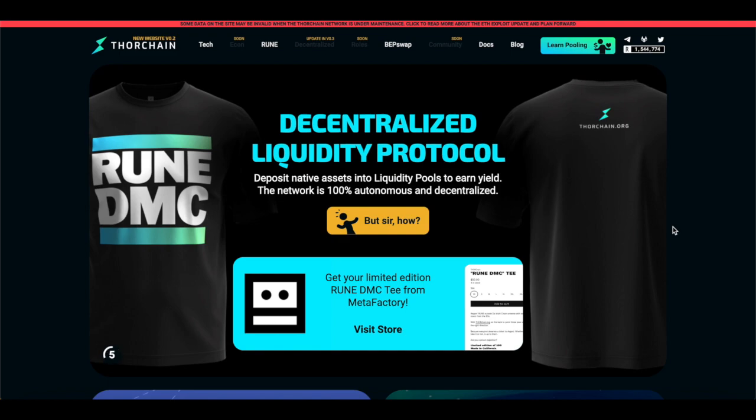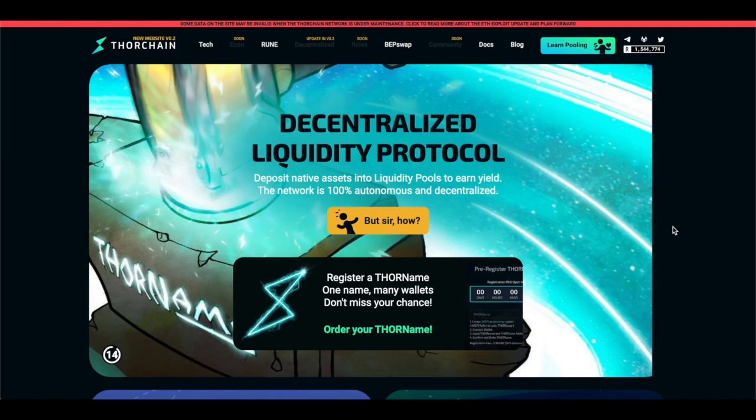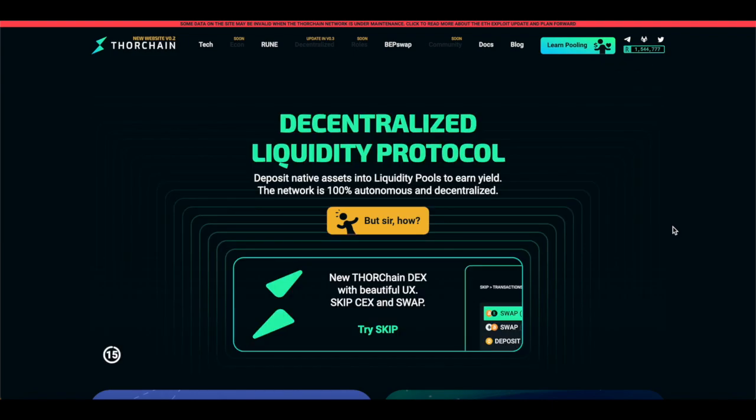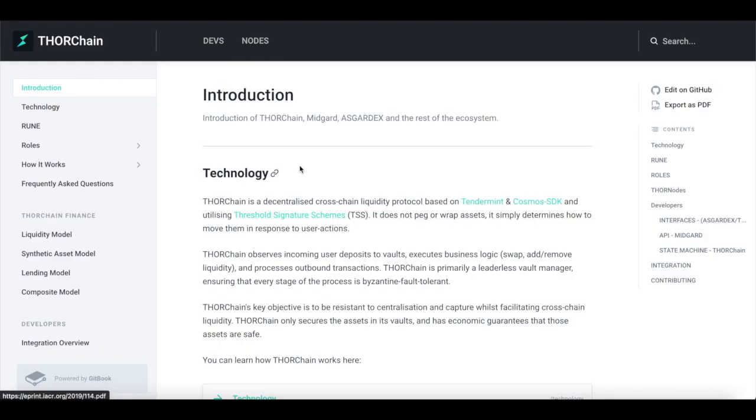So swapping assets across blockchains is reliant on middlemen in the form of exchanges such as Coinbase, or is dependent on tokenized versions of assets such as wrapped Bitcoin. This means that while isolated blockchain ecosystems may be liquid, meaning that there's an active market of buyers and sellers.